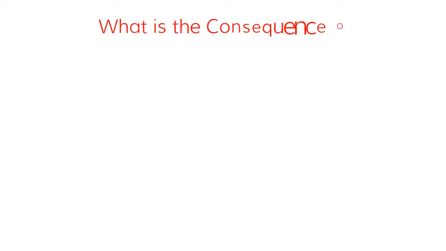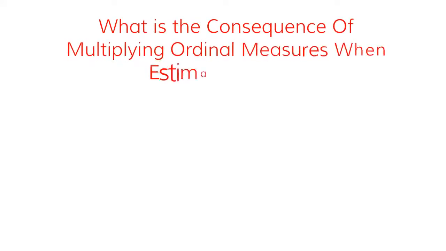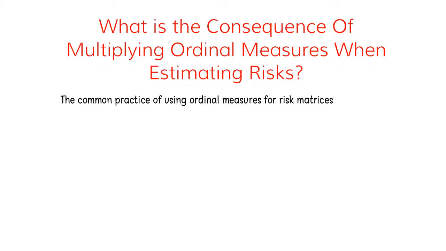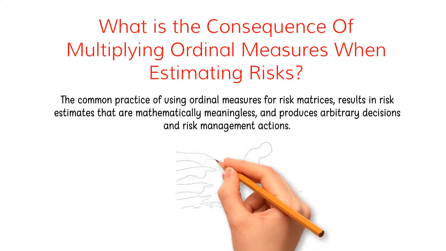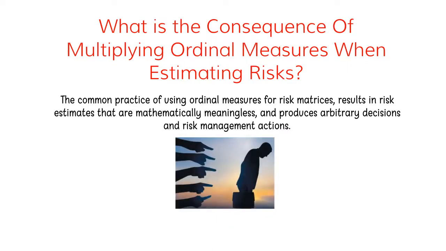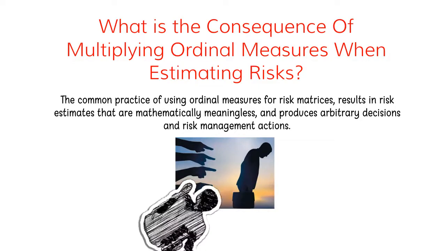What is the consequence of multiplying ordinal measures when estimating risks? The common practice of using ordinal measures for risk matrices results in risk estimates that are mathematically meaningless and produces arbitrary decisions and risk management actions. More specifically, the following shortcomings are a result.